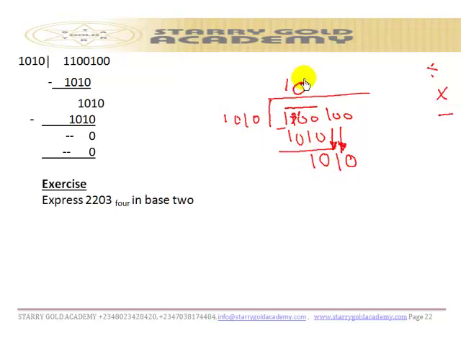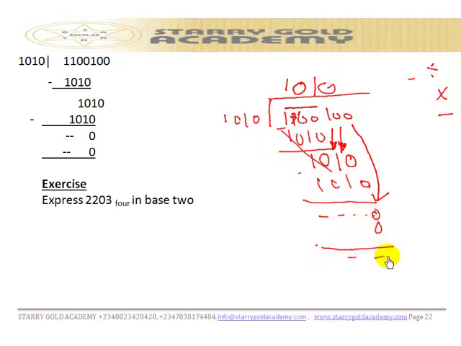So 1010 in 1010 is 1. You just divide it. Now multiply. 1 times 1010 is 1010. 1010 minus 1010 is 0. Don't forget, you still have one digit left in the bank. So this digit is coming down. 1010 in 0 is 0. 0 times 1010 is 0.